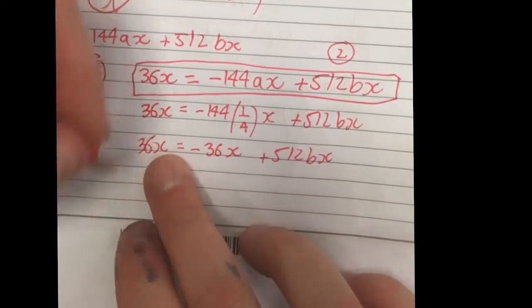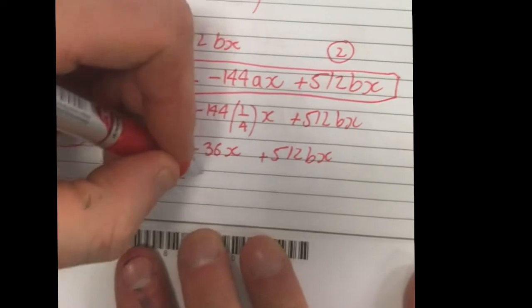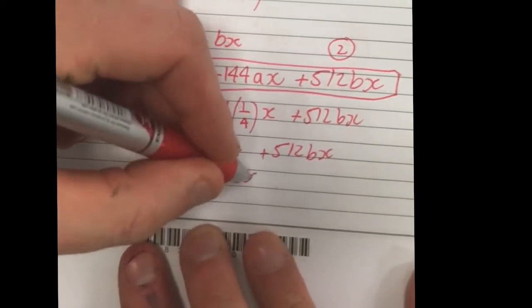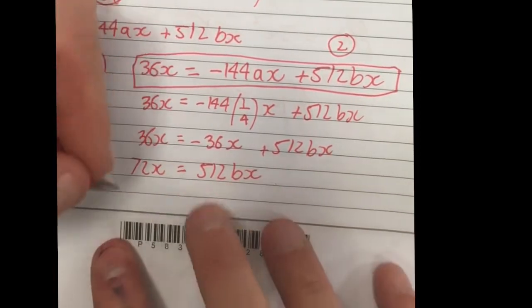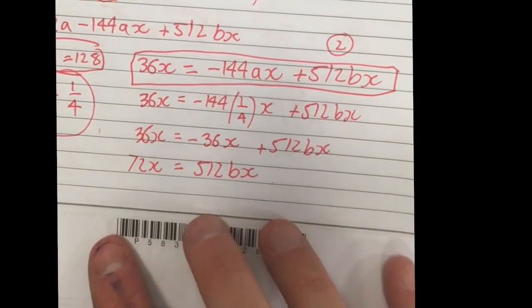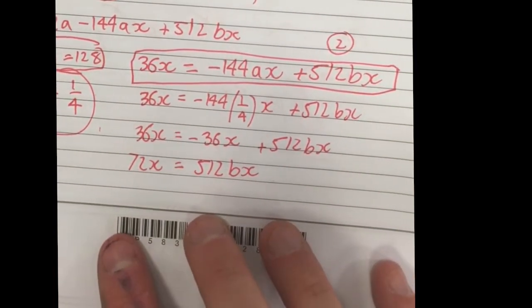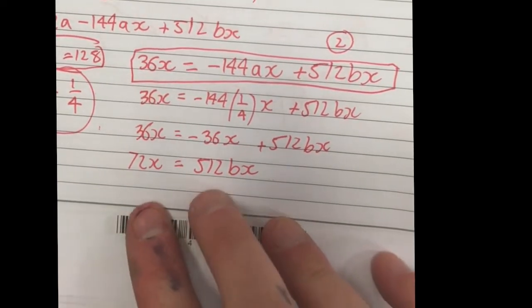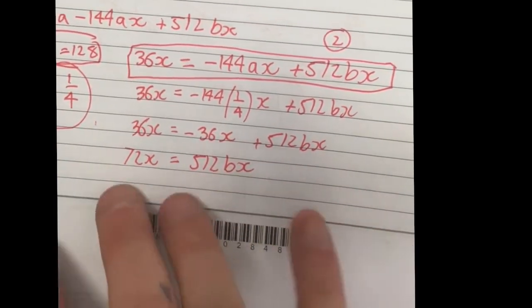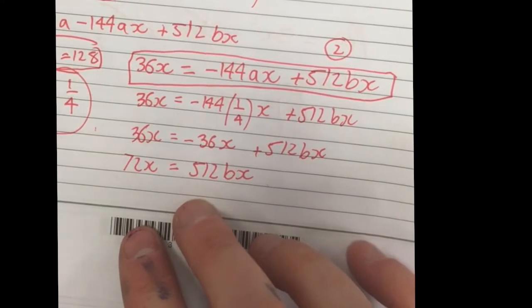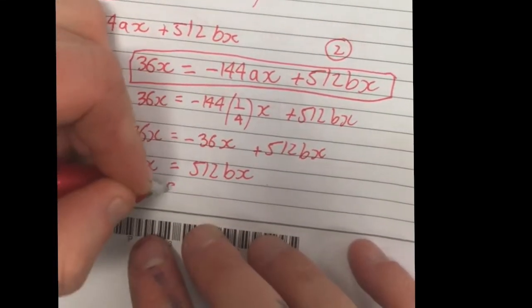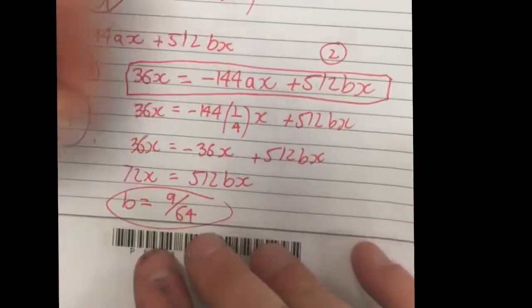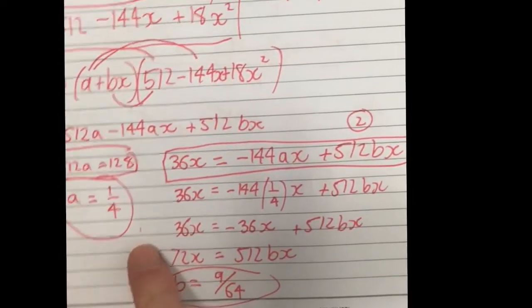Add this onto the other side, so we get 72x equals 512 times bx. Divide both sides by 72x, and we get... Actually, let's do that better. Divide both sides by 512 and we'll get b equals... So 72 divided by 512, we get b equals 9 over 64. So those are our two solutions.